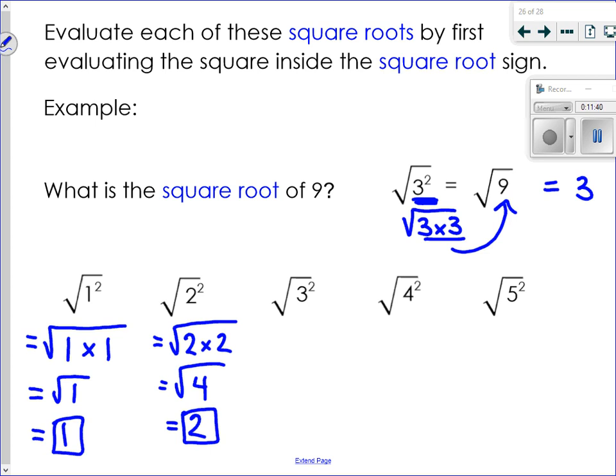Square root of 3 squared. Well, that's the square root of 3 times 3. That's what 3 squared means. Well, that's just the square root of 9. Well, what two identical factors multiply together to give us 9? That's 3. Are you starting to see a pattern here when we're taking the square root of a number squared?